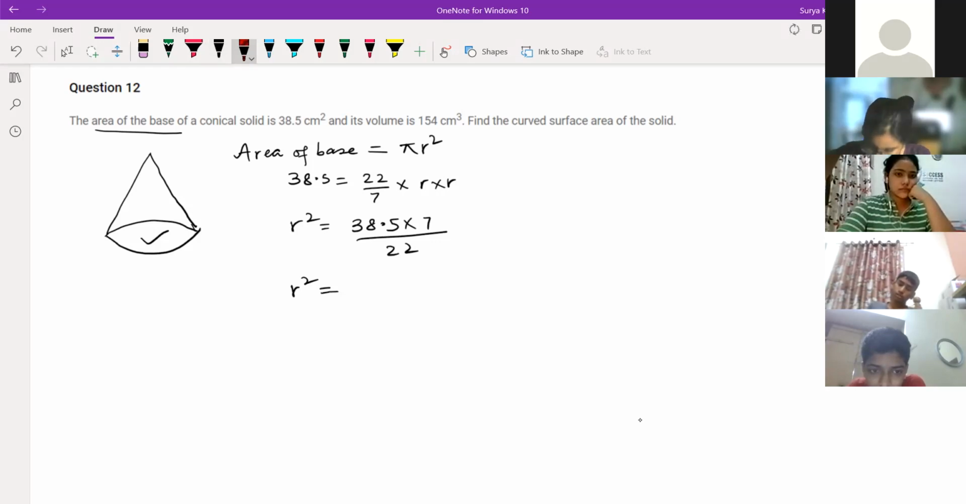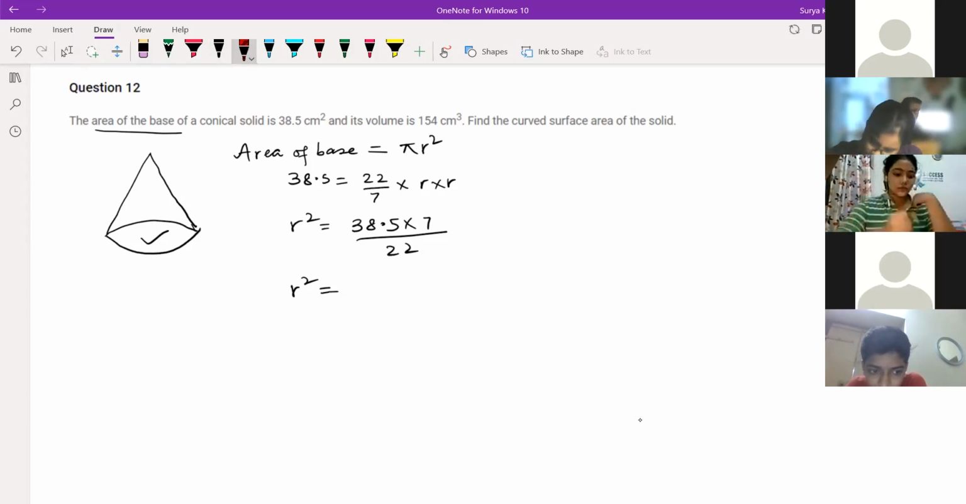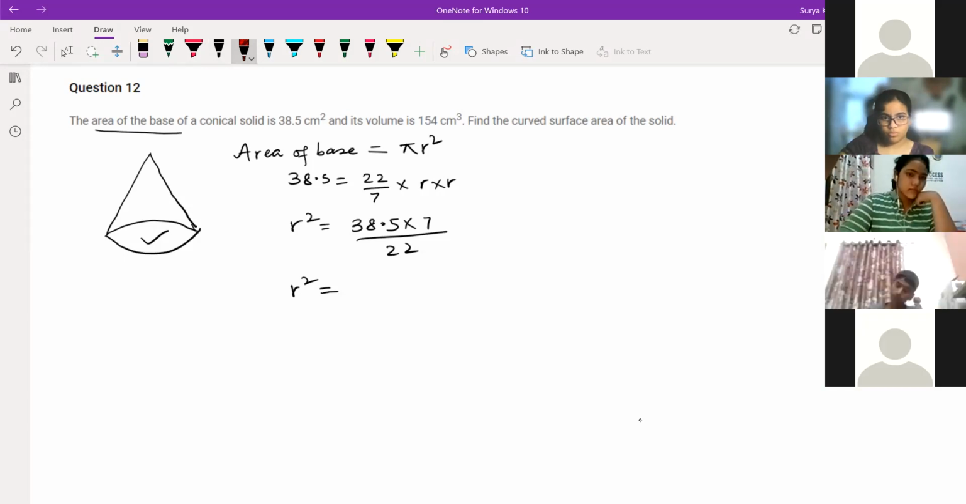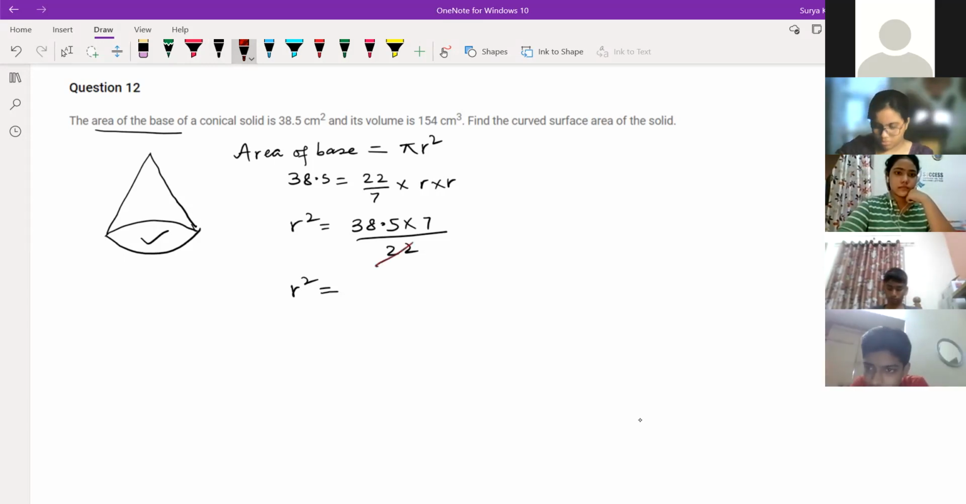Which table will this go by? 1 jar 22. Sir, our radius is 3.5. How did we get it? How can we cancel this? Sir, by 11. 11 will get cancelled. 8 minus 8 is 0. Yes. So 11 2s are 22. The 3.5 will come here.